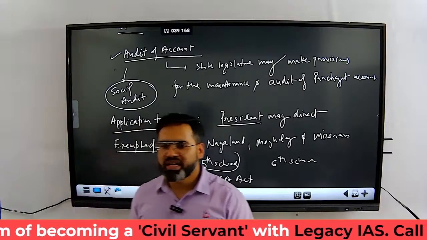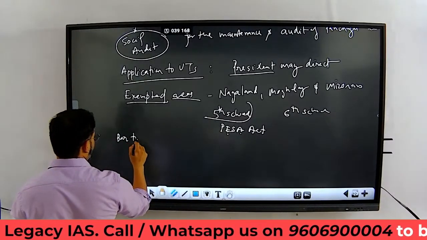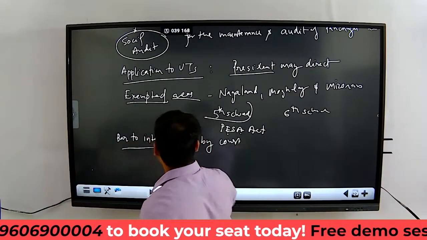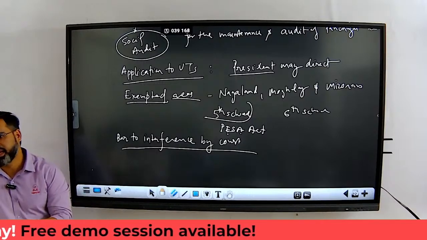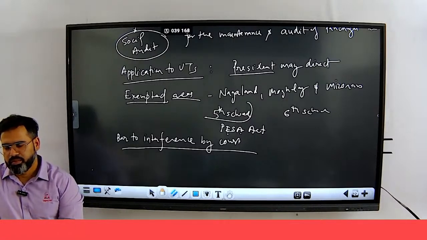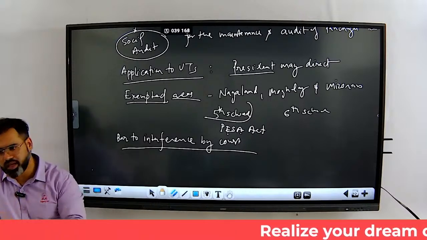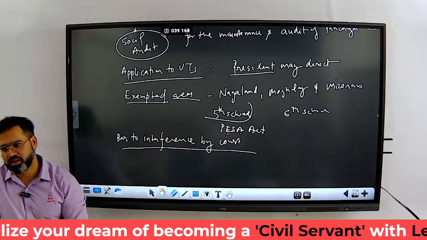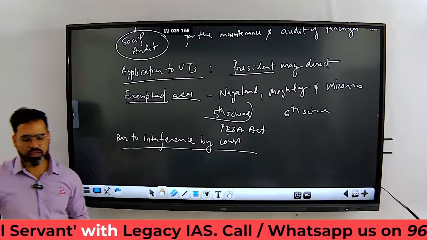Next is bar to interference by the court. The court cannot interfere here. This is applicable for every election, not only panchayat, even state and central. The court cannot interfere in these elections. For that, you have to file an election petition. Those who are involved in that election can file it. Like, you are contesting the elections and you feel that money was involved or some fraud happened, then you can file an election petition, and only then can the court interfere. The court cannot interfere on a suo motu basis. Same for panchayat elections also: bar to interference by the court.